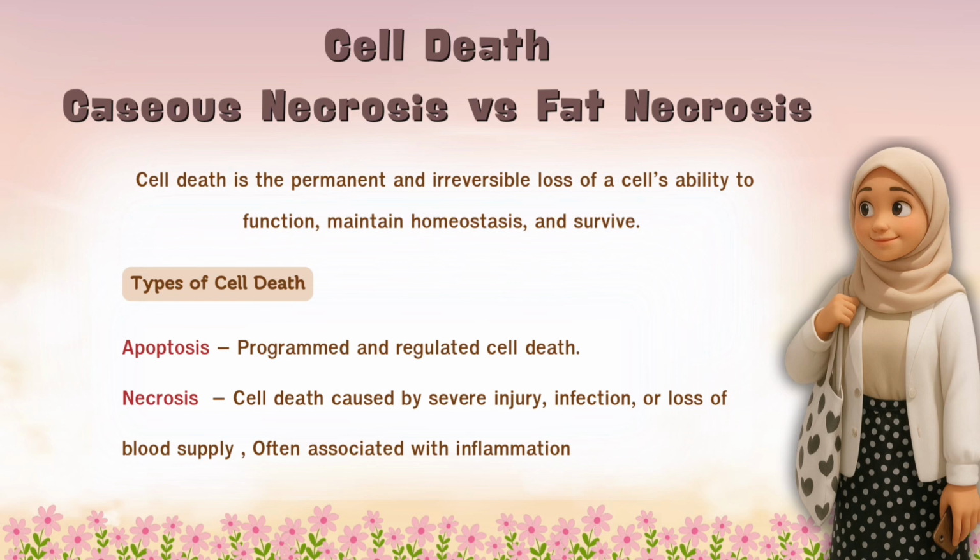There are two major types of cell death: apoptosis, which is a programmed and regulated process, and necrosis, which occurs due to severe injury, infection, or loss of cell supply, and is often associated with inflammation. Today, I will explain the characteristics, causes, and differences between caseous necrosis and fat necrosis.